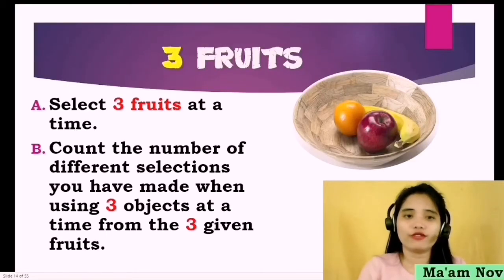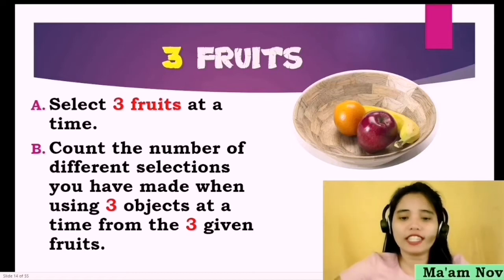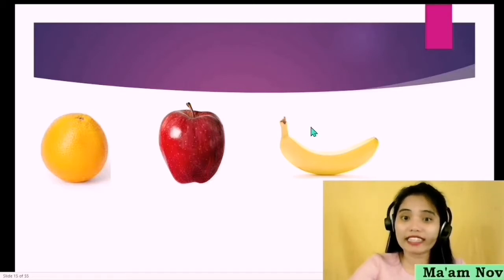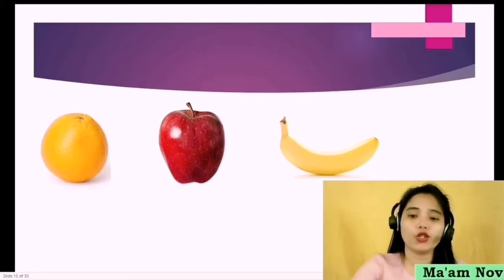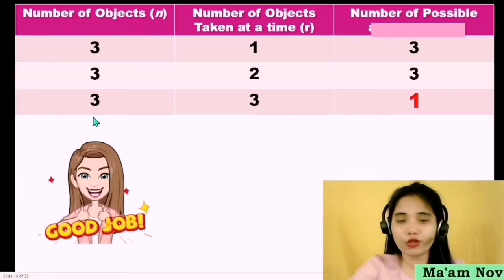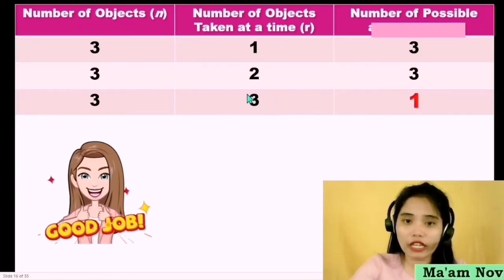What if we select 3 fruits at a time? Kunin natin lahat ng fruits sa bowl at a time. Siyempre, 3 fruits, pwede natin silang kunin lahat ng sabay-sabay. So, isang beses natin kunin. So, 1. We have 3 fruits, and we will get all of them at a time.